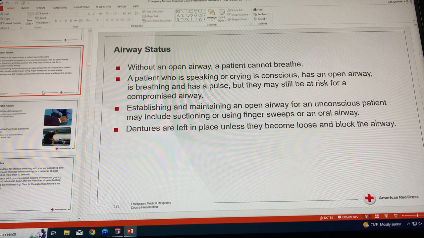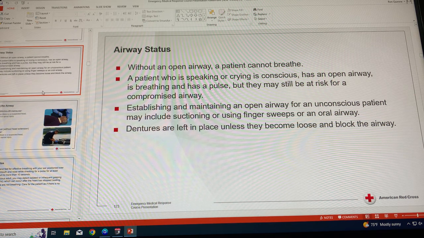Okay, now we're going to deal with airway status. Okay? The pathway for air passage between the mouth and nose to the lungs is called the airway. Without an open airway, the patient cannot breathe. A patient who can speak or cry is conscious, has an open airway, is breathing, and has a pulse. However, the patient may still be at risk of a compromised airway.